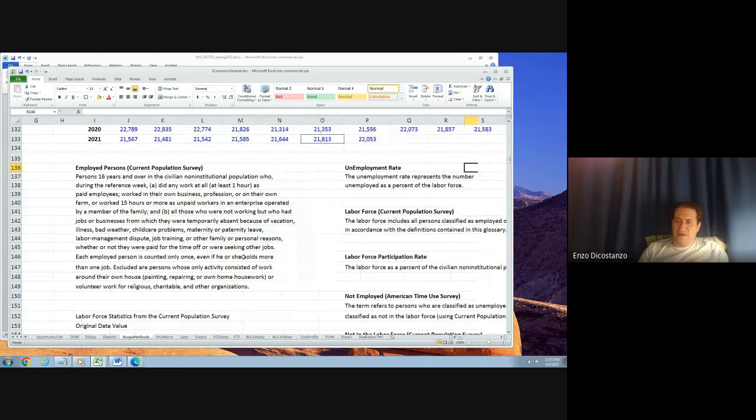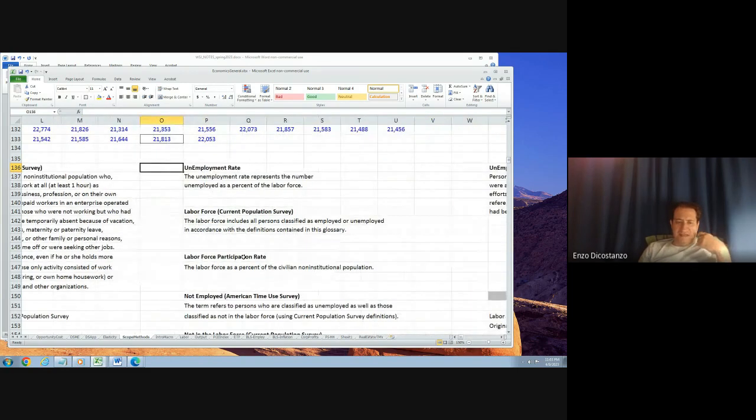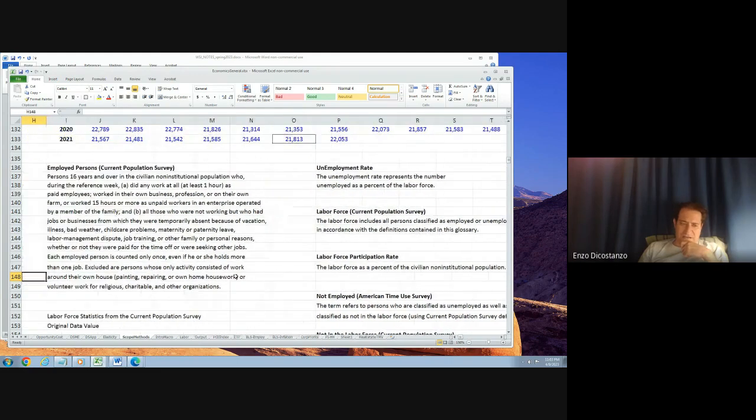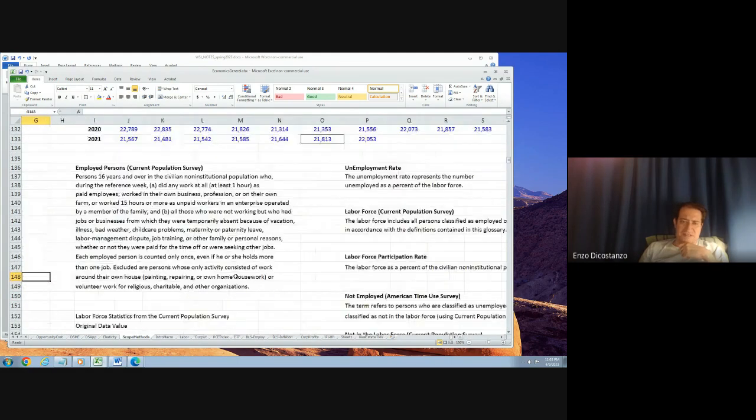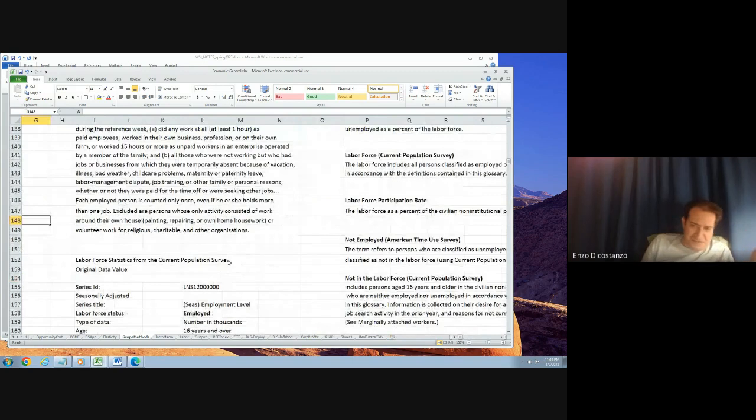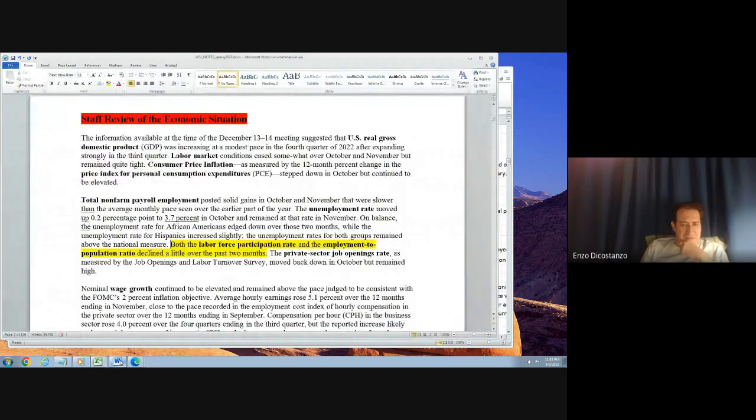What the unemployment rate is, what the labor force is. So the labor force participation is labor force as a percentage of the civilian non-institutional population, and on and on. You have all the definitions here. You can go to the Bureau of Labor Statistics website, which is where I got these definitions, and feel free to look at them. It's not a labor economics lecture, but we use those statistics a lot. Private sector job openings as measured by the Job Openings and Labor Turnover Survey moved back down in October, but remained high.